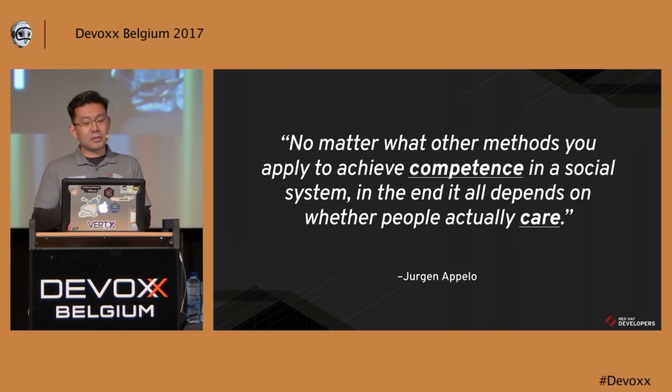And also, the last quote that I want to present to you is from Jordan Apello: No matter what other methods you apply to achieve competence in a social system, in the end, it all depends on whether people actually care. So I believe that if you're all here at Devoxx, which for me is the premier developer conference in the world, it's because we all care about what we're doing. And just in case you're watching this video on YouTube too, I believe that you care about what you're doing, and we can all craft better software to change people's lives.